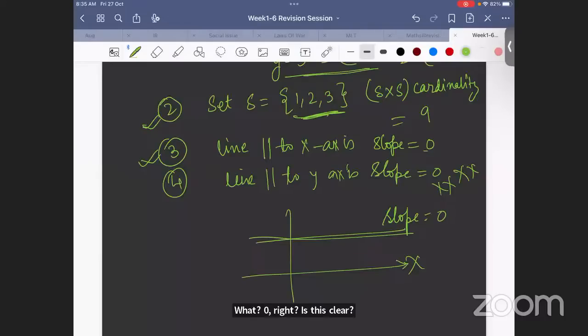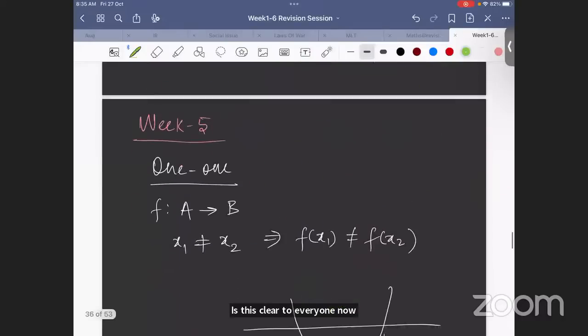Yes, sir. And this is your y-axis. If you are plotting a straight line that is parallel to the y-axis, what will be the slope of this line? Undefined. Is this clear to everyone now? Yes, sir.